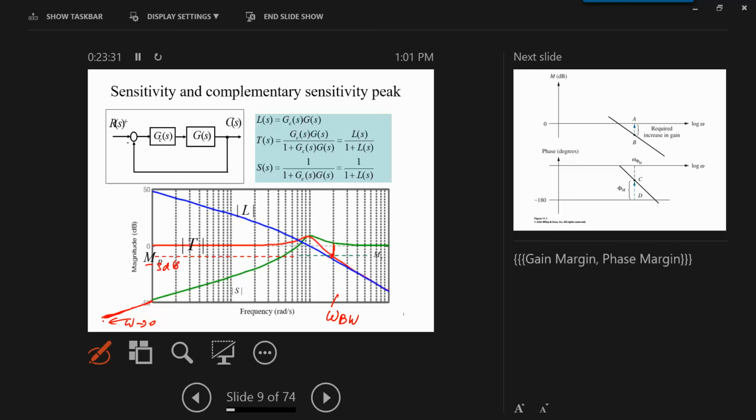Okay, it goes to minus. This means 10 to minus infinity. 10 to minus infinity is 0. Okay, so this is what it means.